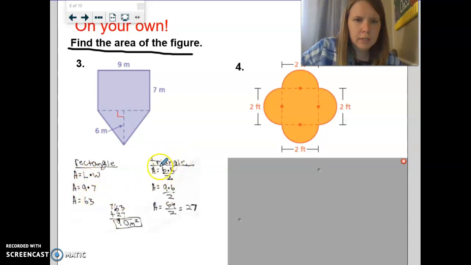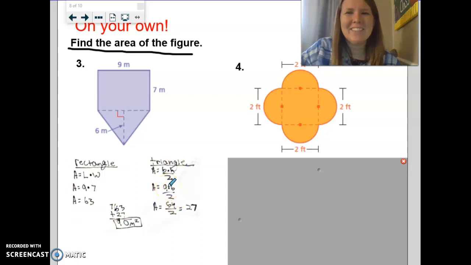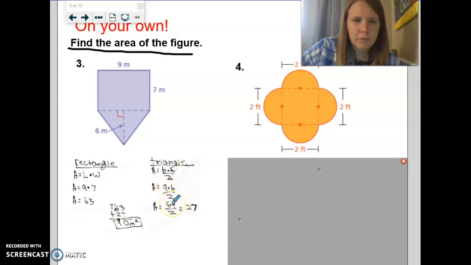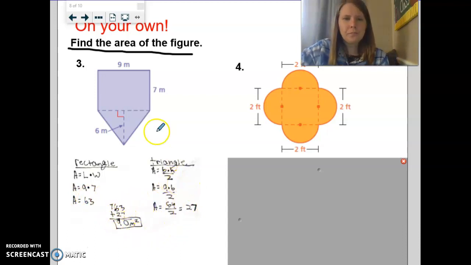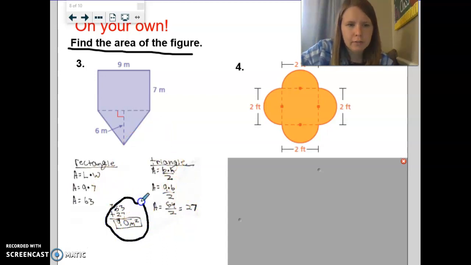My triangle, I'm using that triangle formula again where I take the base times the height and I'm dividing it by 2. So I get 9 times 6. And then I divide by 2, so I did the 9 times 6 first, which is 54. Divide that by 2, I get 27. Add the 27 and the 63, which gives me an answer of 90 meters squared. Okay. So again, your final step, you need to make sure you add those two shapes together. Don't just tell me the rectangle or the triangle.